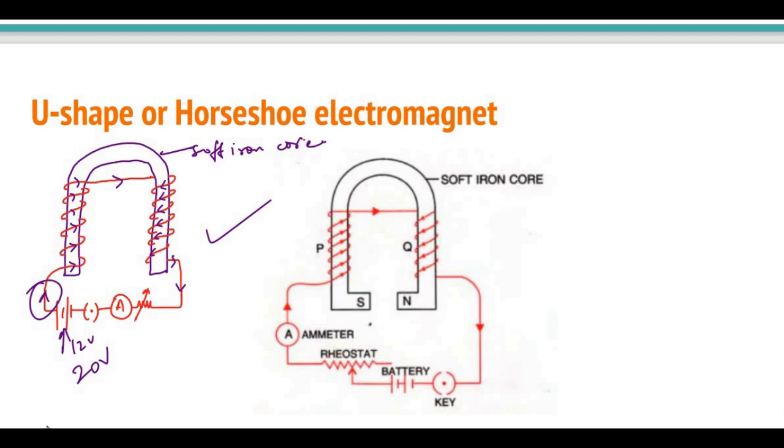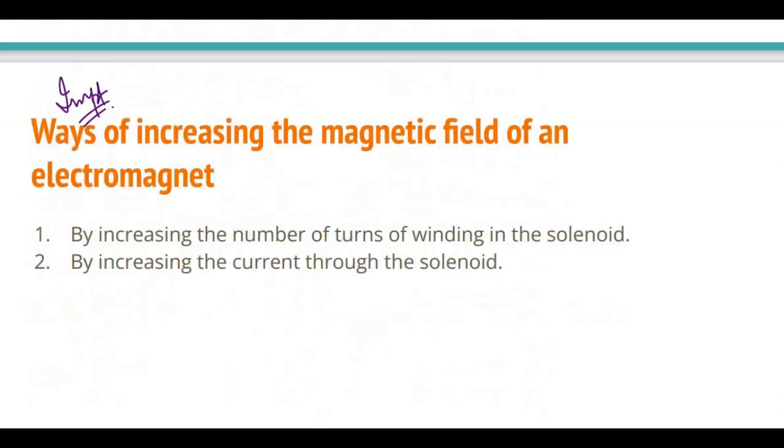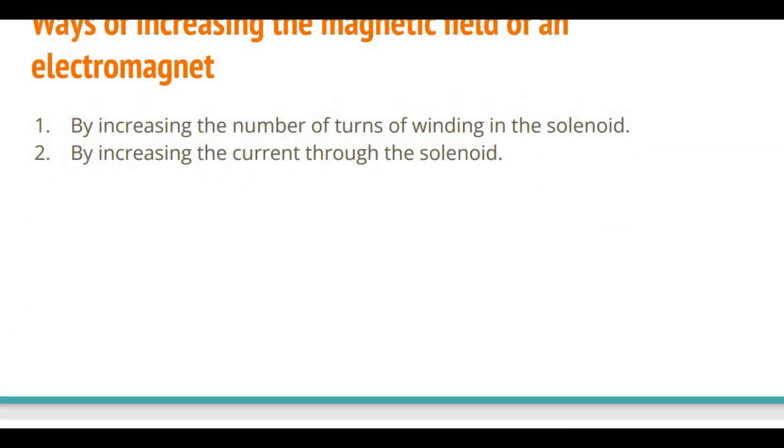Other thing is you increase the number of turns. Another way you can do is you can increase the number of turns of the wire. Do more winding, then also it will produce a strong magnetic field. So two ways are: increasing the current, and increasing the number of turns of winding in the solenoid.